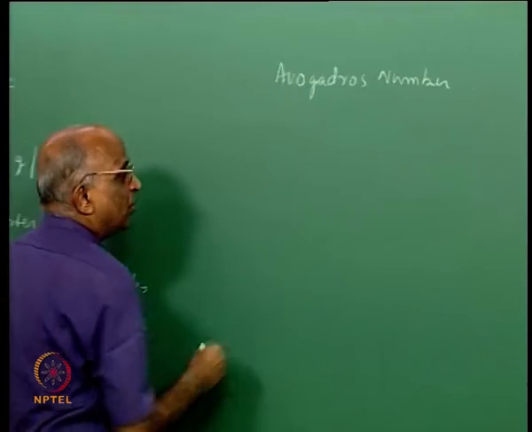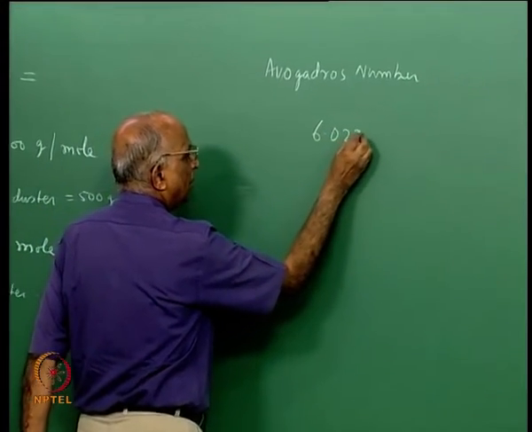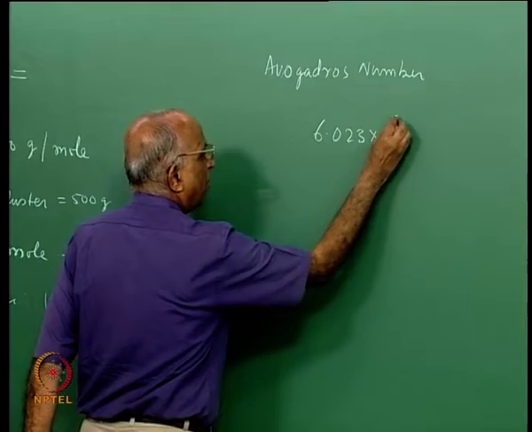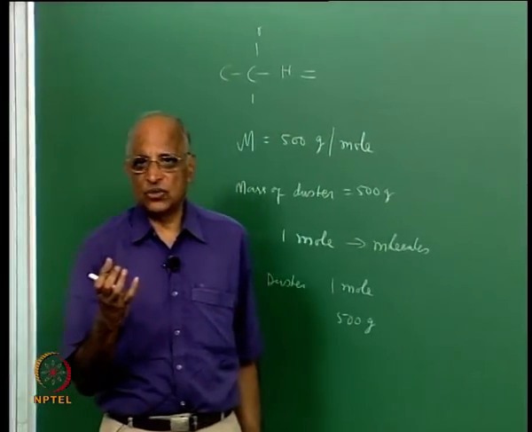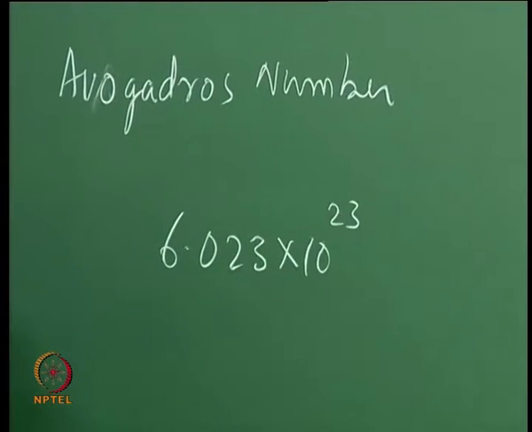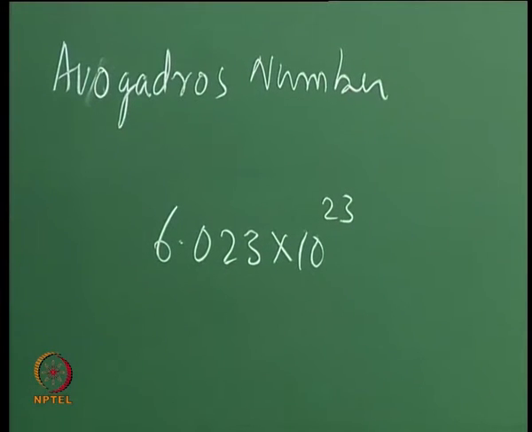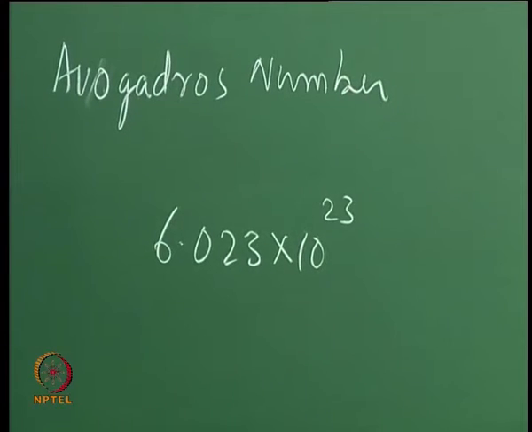And the number of molecules in 1 mole is 6.023 × 10^23. In other words, 1 mole of any substance has something like 6.023 × 10^23 molecules. Now, we must be a little more clear, and let me take one more example.